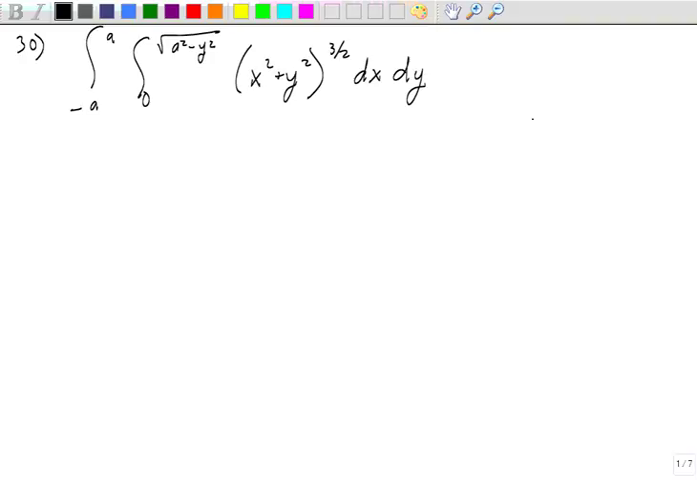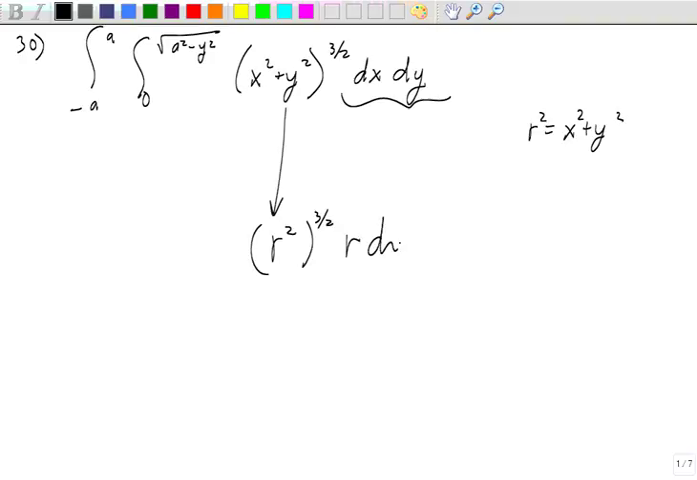This is number 30. I want to change this to polar coordinates. Remember, r squared is x squared plus y squared, so right away I can see that's r squared to the 3 halves. Then this changes to r dr d theta, so I have dA, that's dA.